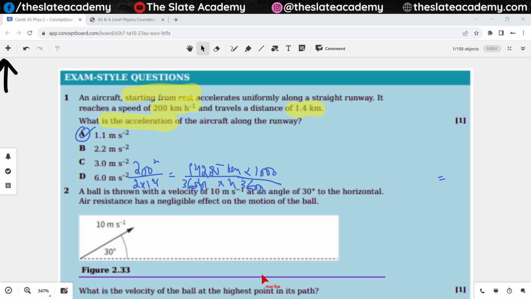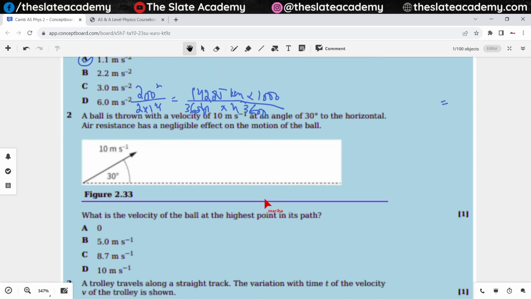The ball is given an initial velocity and thrown at an angle of 30 degrees to the horizontal. What is the velocity at the highest point? So madam, if you remember what we did today for the projectile, or yesterday as well, at maximum height vy is 0 and it is just vx. Whatever the horizontal component is, that is the velocity of the ball. There is no vertical component.